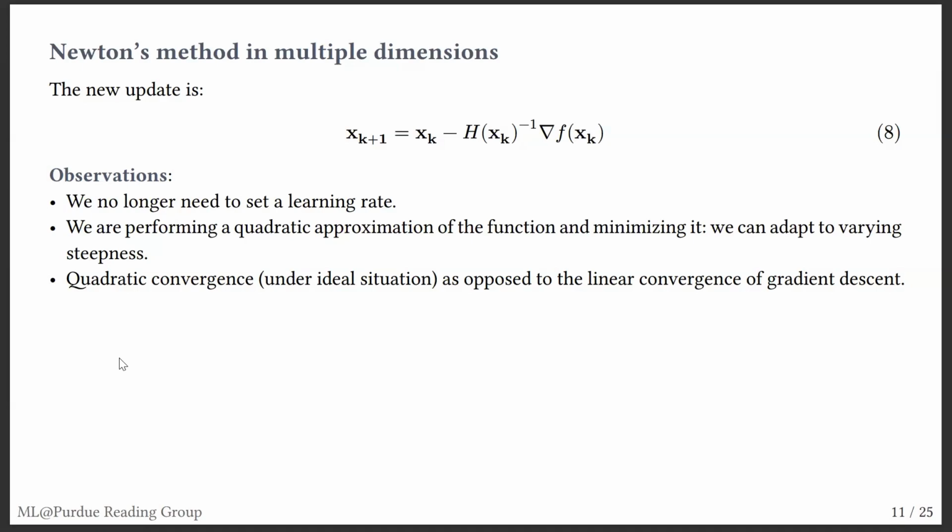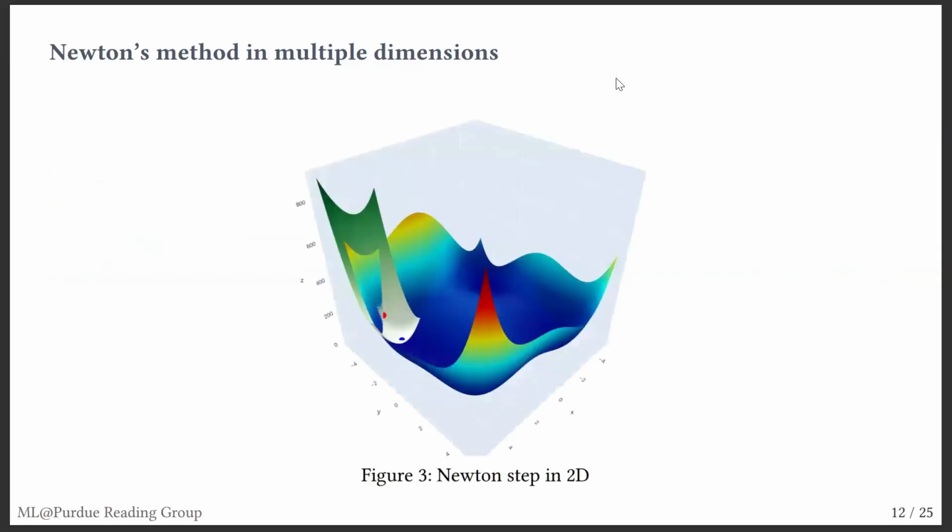Great. I'm not going to prove this, but I think you can probably believe me when I say this has quadratic convergence under the ideal situation, and I'll talk about what is ideal in just a second, versus linear convergence for gradient descent. Does everybody believe me when I say this is going to be a lot faster? Because we have a significantly better approximation of our function, and we always take the quote unquote best step for a quadratic approximation of our function. Yes.